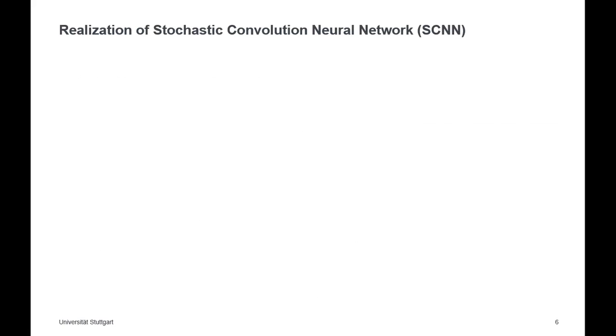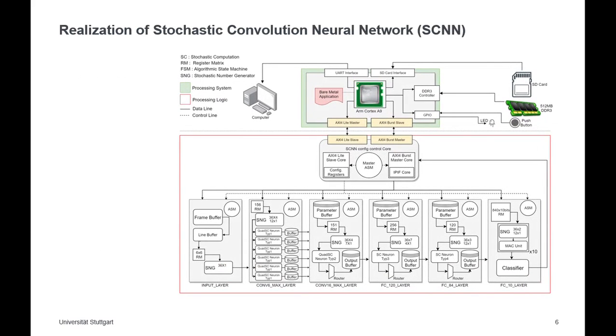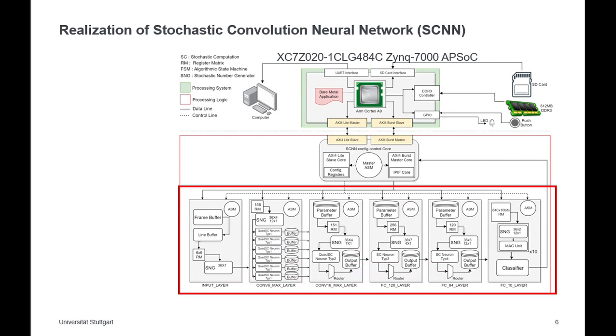Realization of Stochastic Convolution Neural Network. The choice of FPGA is the Xilinx XC7Z020. It offers a heterogeneous computing platform consisting of programming logic fabric and processing system, which is an ARM Cortex-A9 CPU. The complete stochastic convolution neural network is realized on the programming logic fabric, which is shown in the red box here.